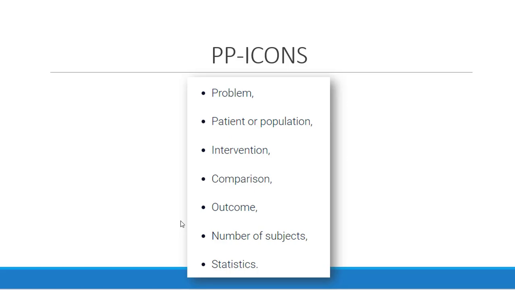So doing some sort of a statistical calculation to determine the number of subjects that would need to be included in that study in order to show statistical significance, if there is the potential for statistical significance.